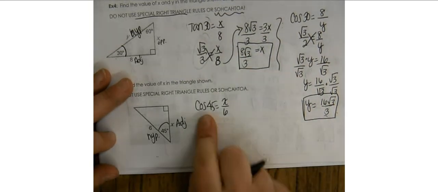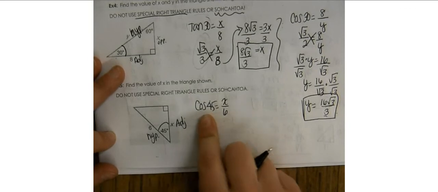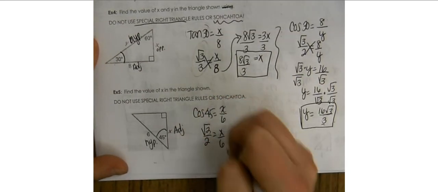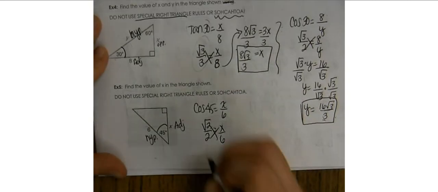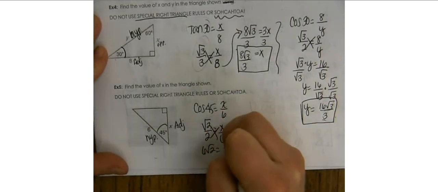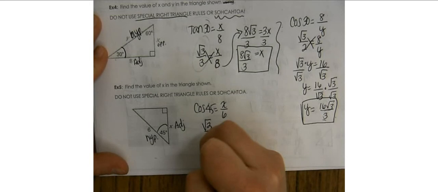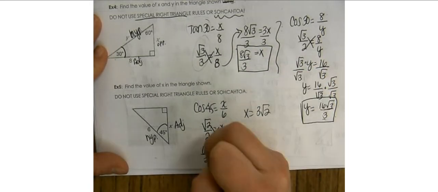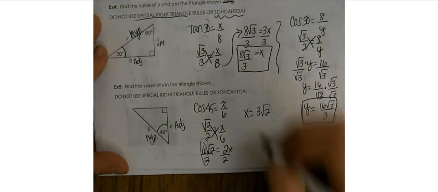Instead of going with cross product right away, I would like you to please change this cosine of 45 degrees to square root of 2 over 2. So I'm going to write the square root of 2 over 2 is equal to x over 6. And we're going to use cross product, and we end up with 6 square roots of 2 is equal to 2x. I'm going to divide both sides by 2, and we find that x is equal to 3 square roots of 2 if I simplify the 6 over 2. And that is simply our answer.